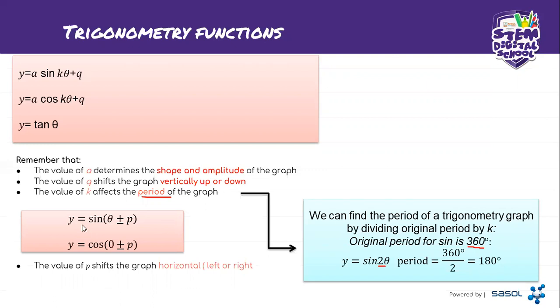And then the next part is the effect of P on the graph. The value of P shifts the graph horizontally, left or right. Remember, when it says theta plus P, the graph shifts to the left. When it says negative, the graph shifts to the right. That's what you should remember for the effect of P. Now let's proceed and see what we are going to get under this.